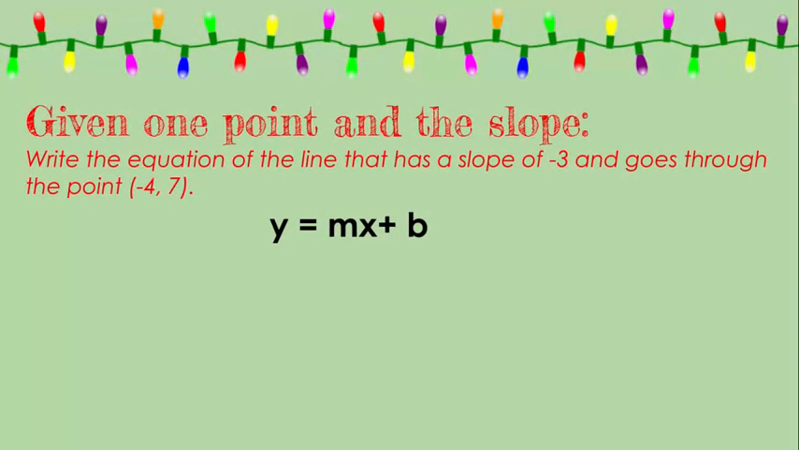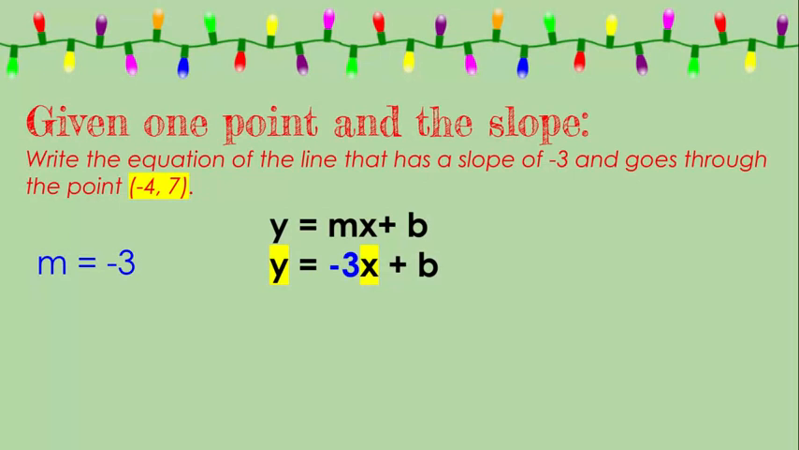Again, you always want to start off with writing your slope-intercept form equation, y equals mx plus b, and then we're going to look at the information that is given to us. We do have the slope, and we know that that's our m, so we can replace m with -3. However, we don't have a b value, but we do have one other piece of information, and in this case, it's the point -4, 7. Well, that point is going to be very helpful to us.